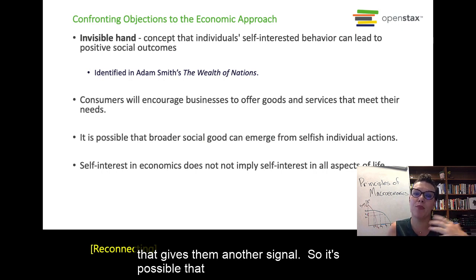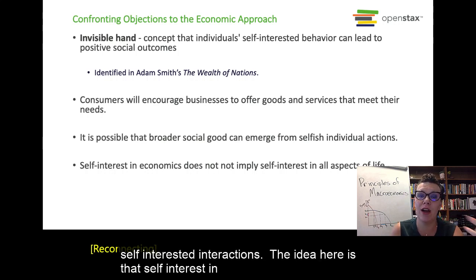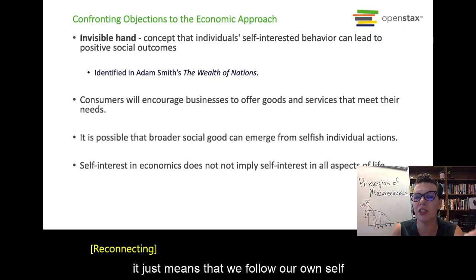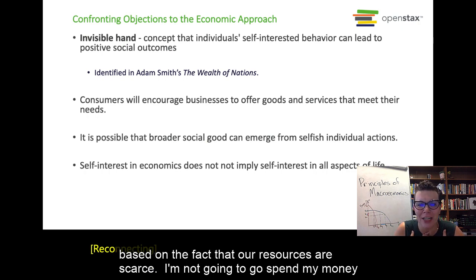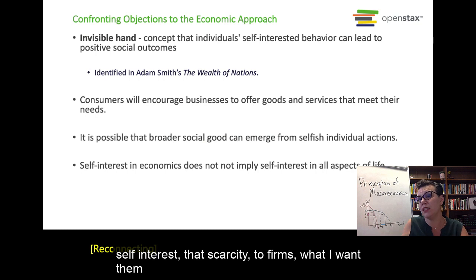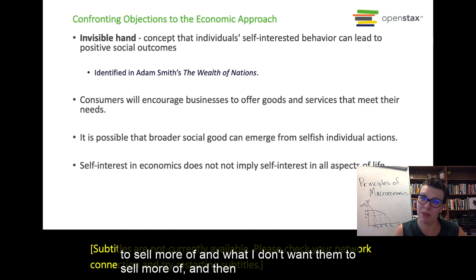So it's possible that broader social good can emerge from these selfish, self-interested interactions. The idea here is that self-interest in economics does not imply true selfishness. It just means that we follow our own self-interest by making choices based on our constrained optimization, based on the fact that our resources are scarce. I'm not going to go and spend my money on stuff I don't like. And so I signal through that self-interest, through that scarcity, to firms what I want them to sell more of and what I don't want them to sell more of.